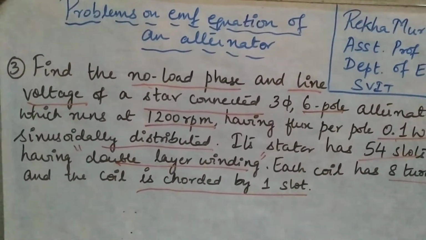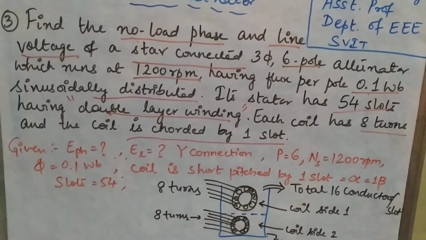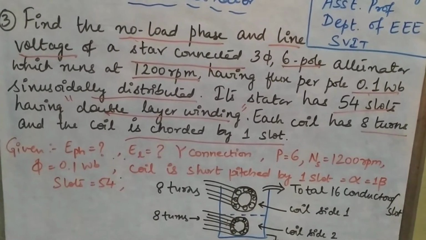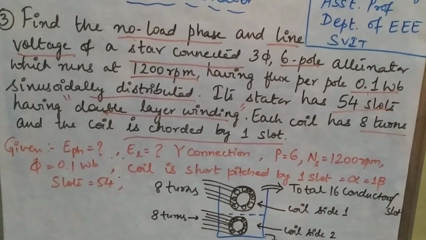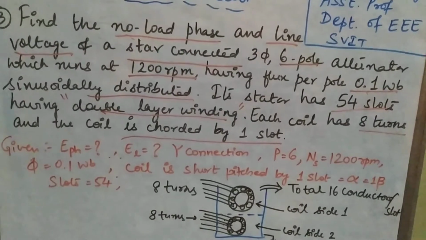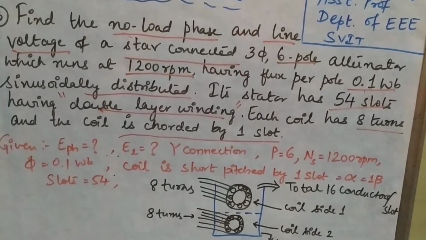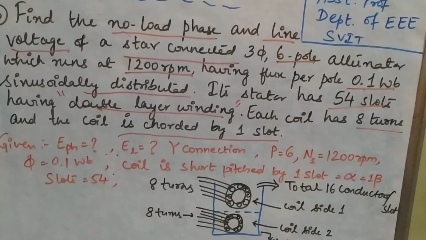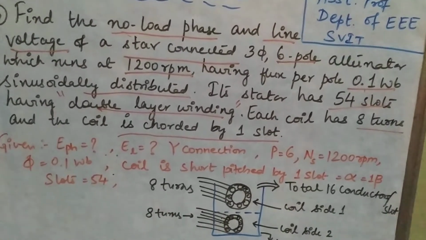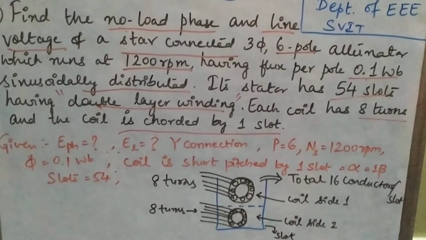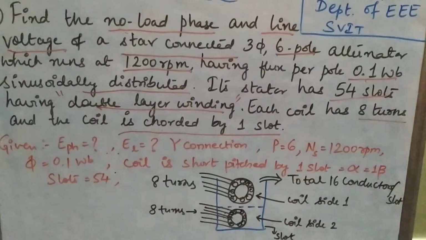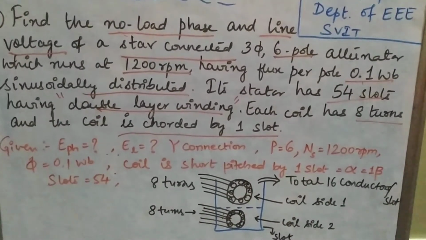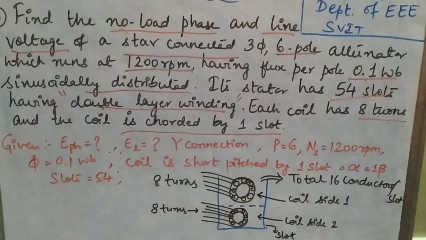So let us write down the given data. This will be the given data. E phase we have to find out, and also the line voltage with the star connection. And we have also noted down the number of poles, the synchronous speed, as well as the flux. And the coil is short chorded, which indicates the coil is short pitched. By how many slots? One slot.